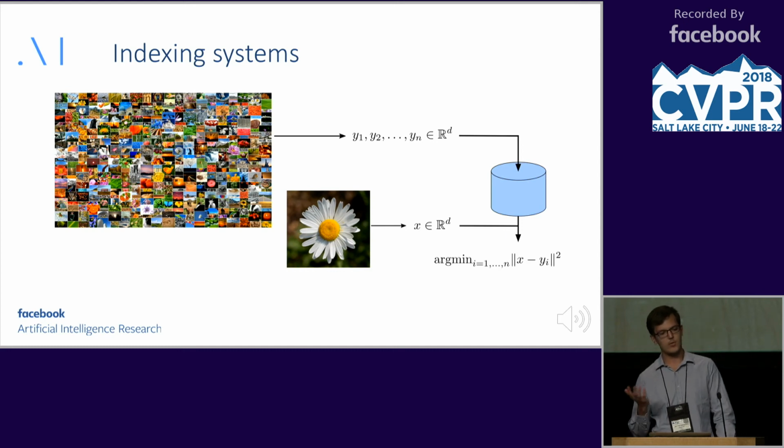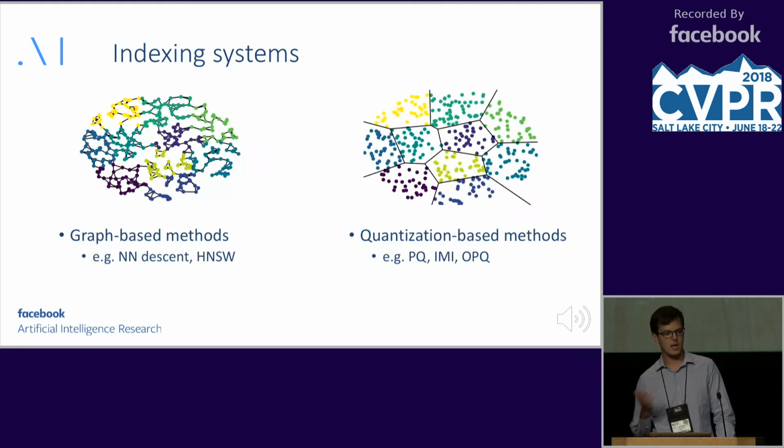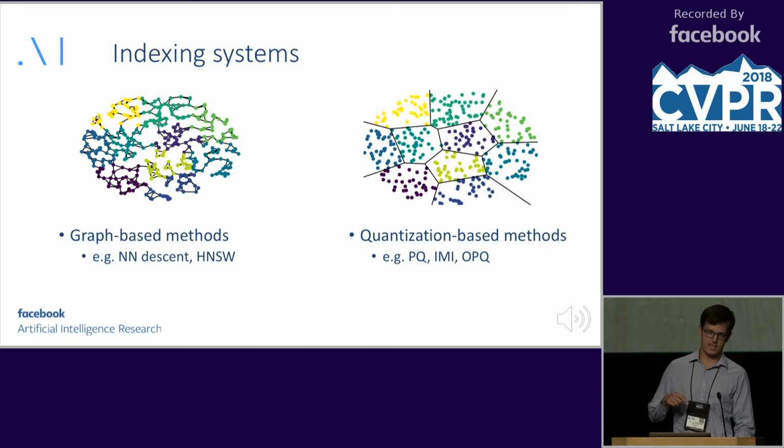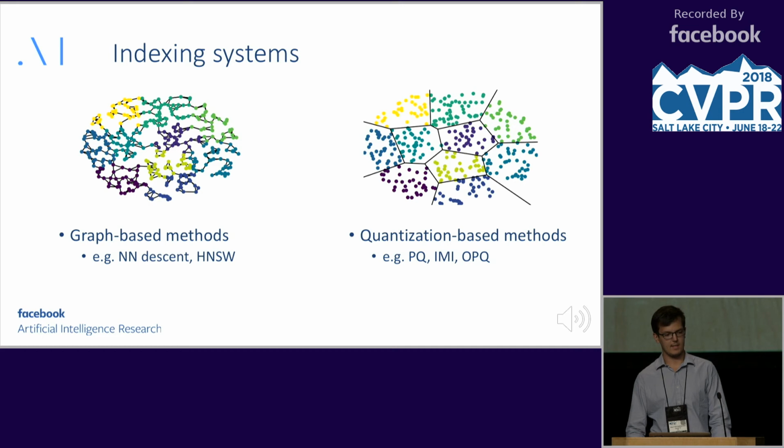So there are mainly two families of indexing methods, graph-based methods and quantization-based methods. Graph-based methods are based on the idea that neighbors of a point are likely to be neighbors to each other. So they iteratively build and refine an approximate nearest neighbor graph. Examples include NN descent or HNSW. These methods are very accurate, but they have a high memory cost.